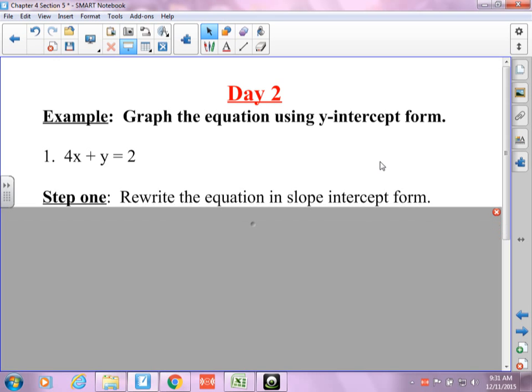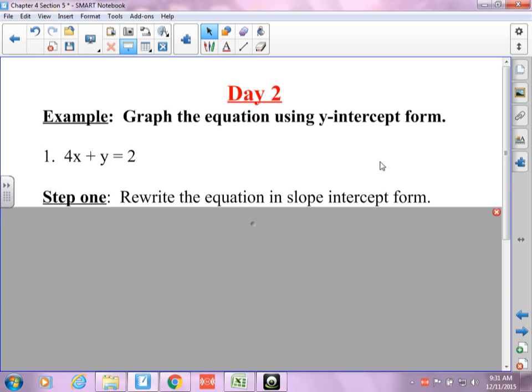And I've got steps for you, so follow these steps when you do your assignment. Notice it says to graph the equation using slope-intercept form. So I'm not using a table. Don't do a table. Do not do intercepts. Do not plug in 0. Okay? It's a different way to graph.